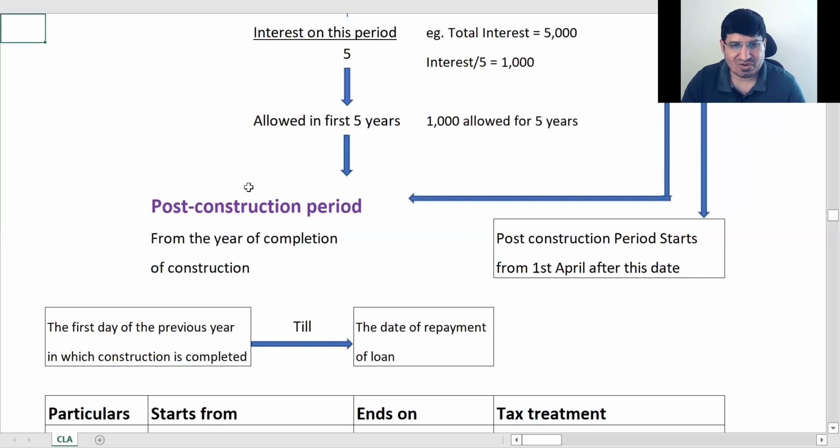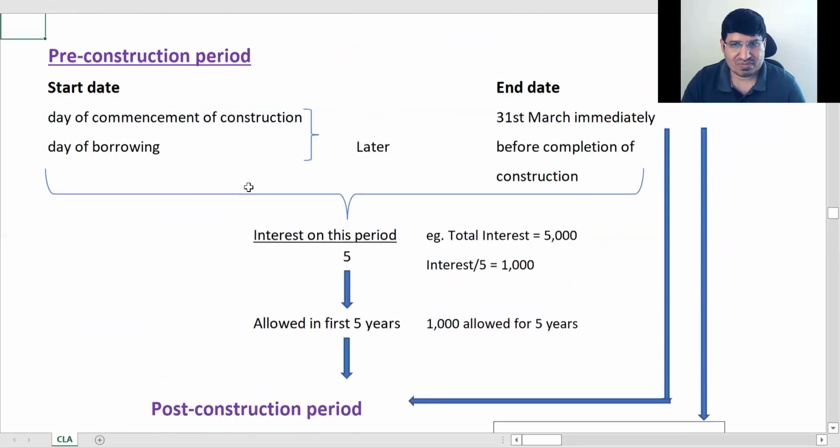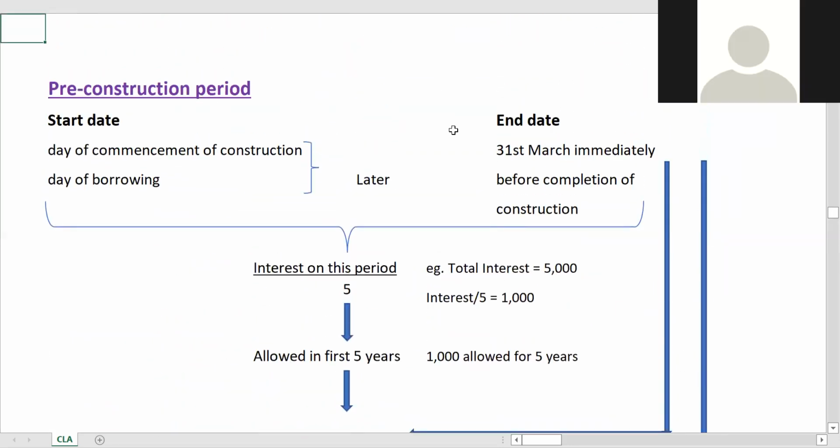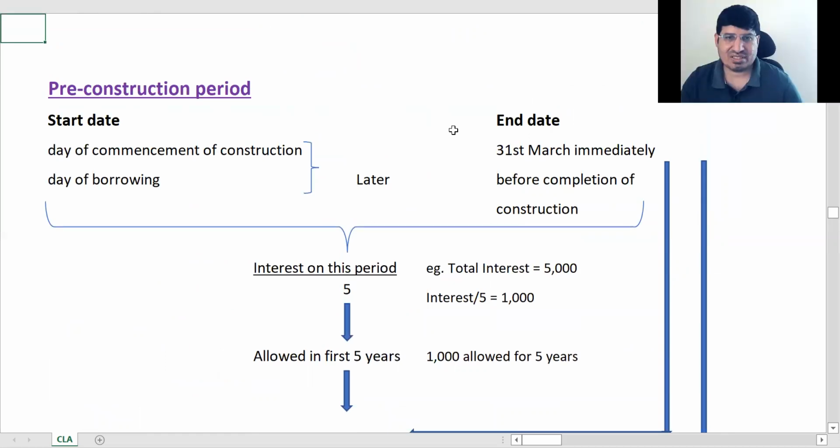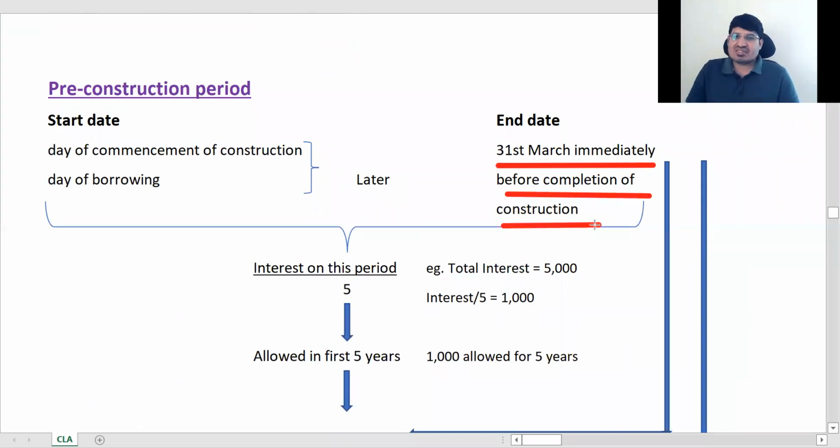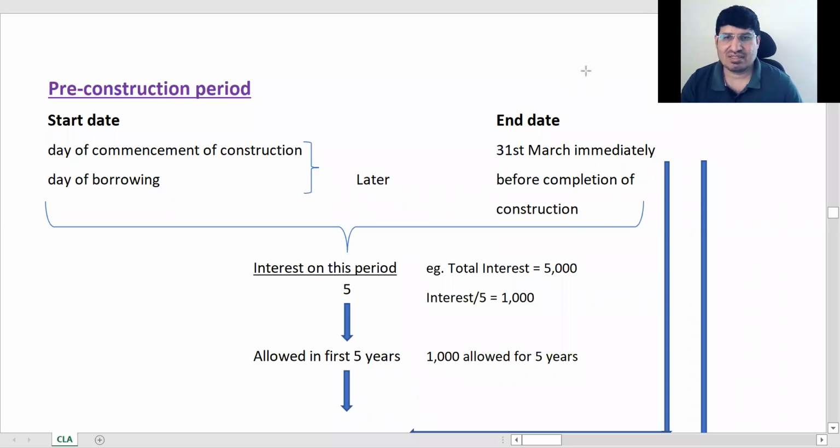So I'm just showing you. See here. What does this say? Just go by the wording. That's all. 31st March, immediately before the completion of construction. If completion of construction is 31st March 2018, 31st March immediately before will be 31st March 2017. Okay. Right? So this is the only thing you have to be careful about.